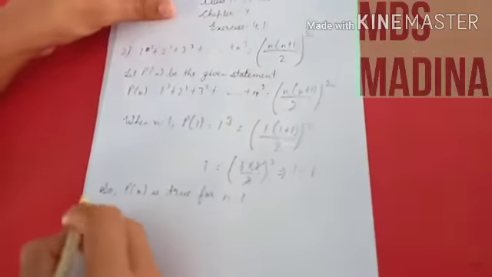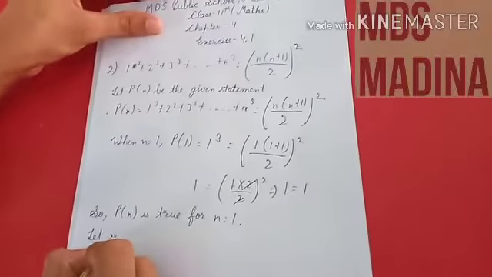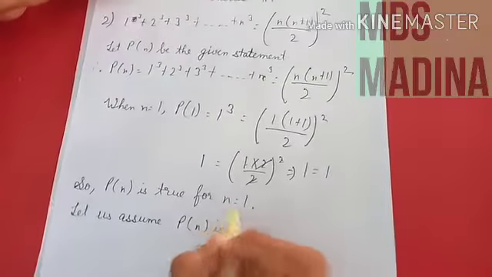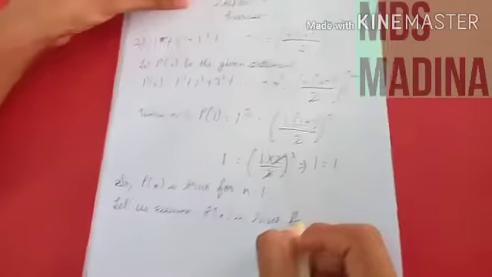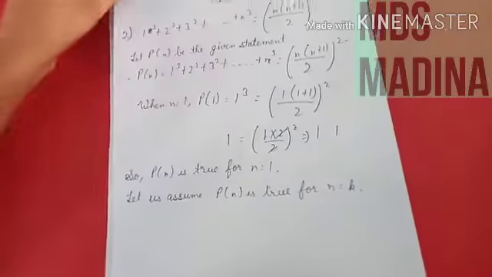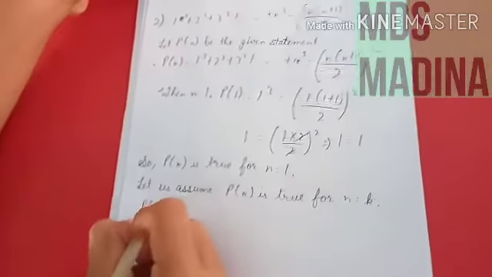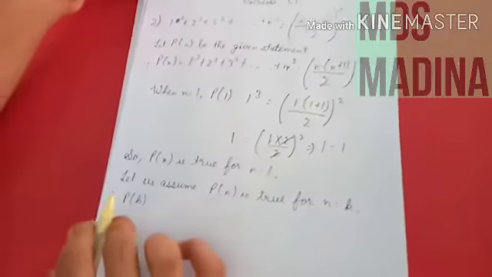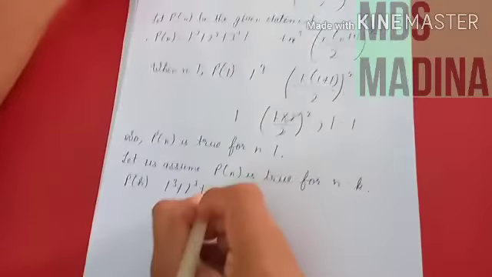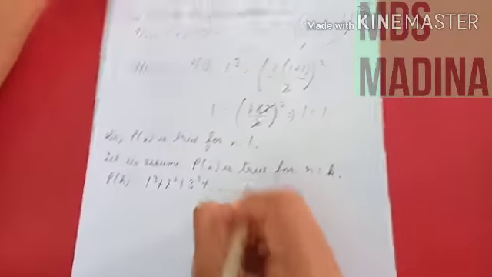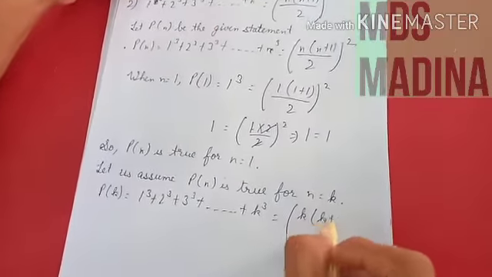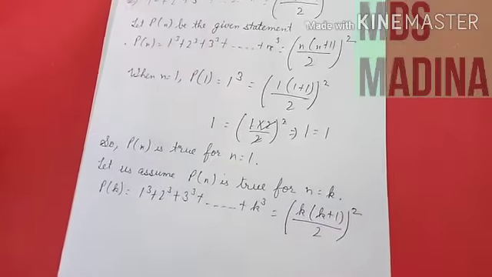What is next? Let us assume P of n is true for n equal to k. This we are assuming. So therefore P of k will be equal to cube of 1 plus cube of 2 plus cube of 3 plus in this way till cube of k, that will be equal to k into k plus 1 by 2 whole square.